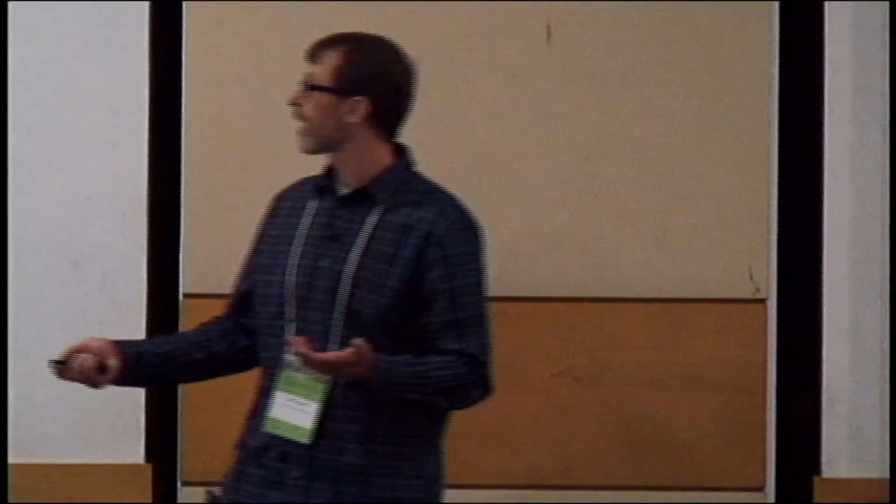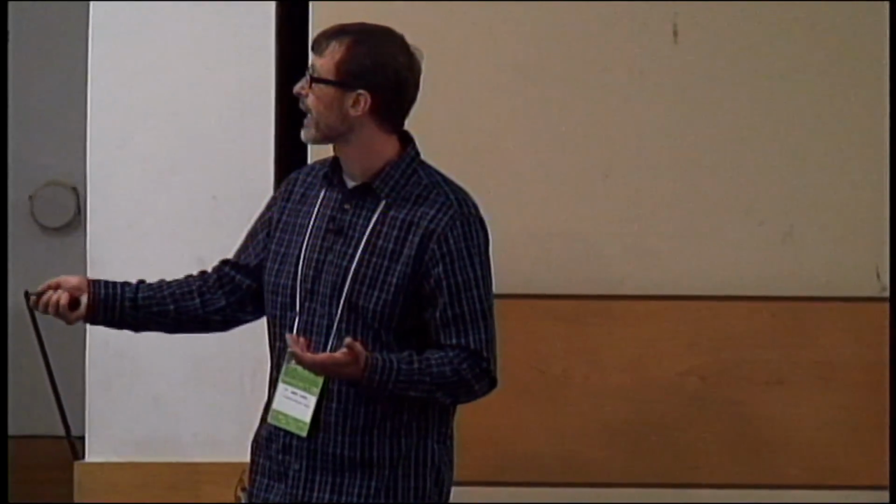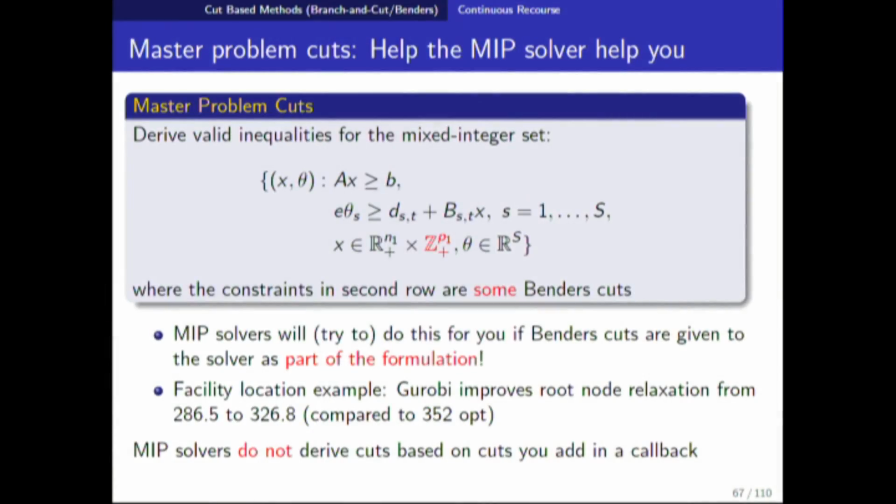But if you only add cuts from the callback, the solver is not going to use that information to generate additional cuts on top of that. So what that corresponds to is, in this set that I'd like to generate cuts for, the solver won't use any of this. It doesn't know that information. Okay? And if you remember the facility location problem, there were no other constraints. It was just that they were binary.